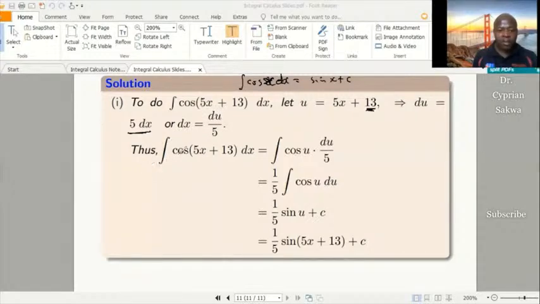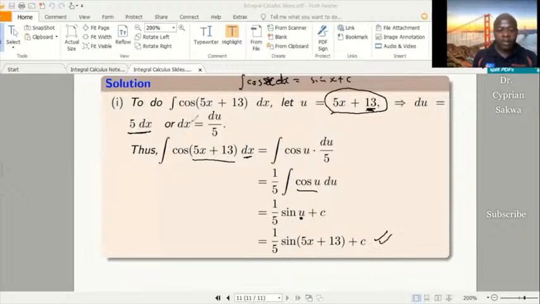Which means that the integral that we are given, when we substitute these values that we have here, becomes the integral of cos u, and instead of dx, we'll have du out of 5. Take the constants outside the integral sign. We'll have 1 out of 5 the integral of cos u du. And we know this is sine u. When you integrate, it will be sine u plus c. And then bring back the equivalent of u, which was 5x plus 13. And you have the answer.